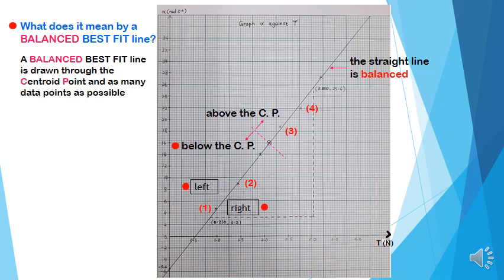There are another 2 data points which deviate from the best fit line above the centroid point. The distance deviated from the best fit line for data point 3 is almost the same as the distance deviated from the best fit line for data point 4. Therefore, these 2 deviated data points 3 and 4 almost balance each other. This is the concept that we use to draw a balanced best fit line.